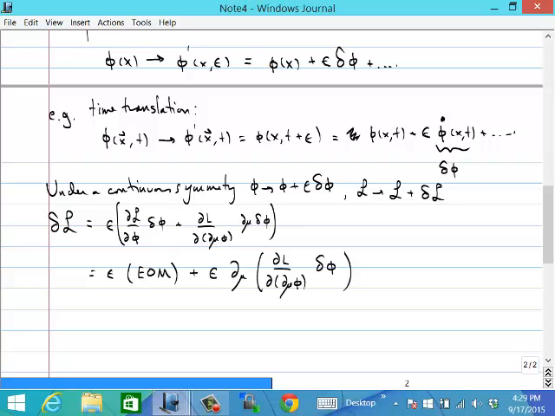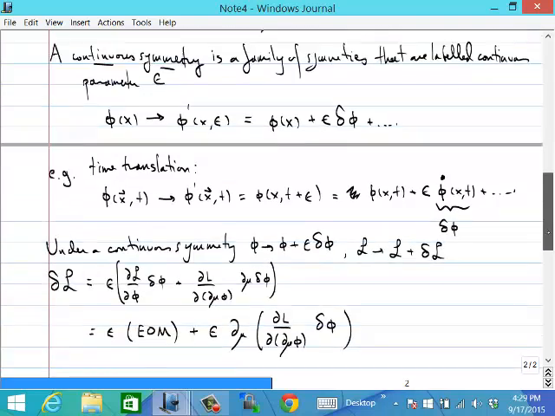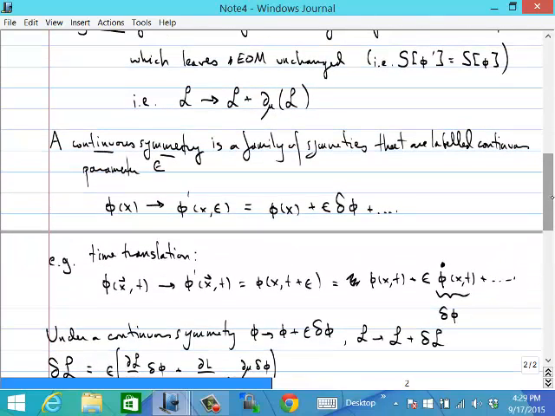Right, this is just the usual integration by parts that we use to derive the equations of motion. And remember that in order for the action to be invariant, the variation of the Lagrangian density has to be a total derivative. And so what I'll do is I'll just take that total derivative to be proportional to epsilon. Okay, that's just a definition.